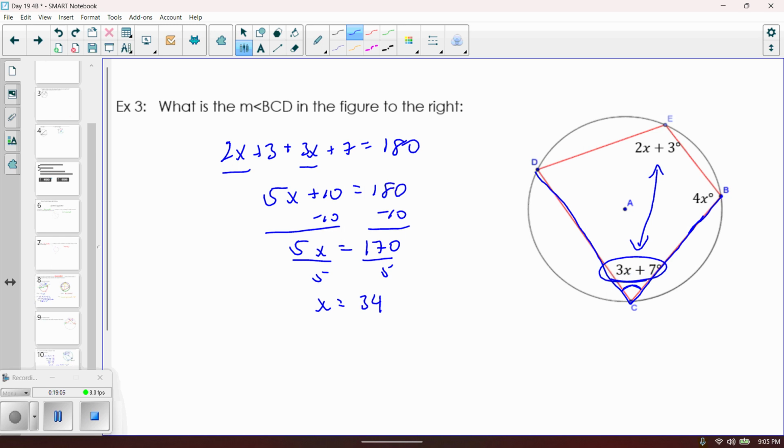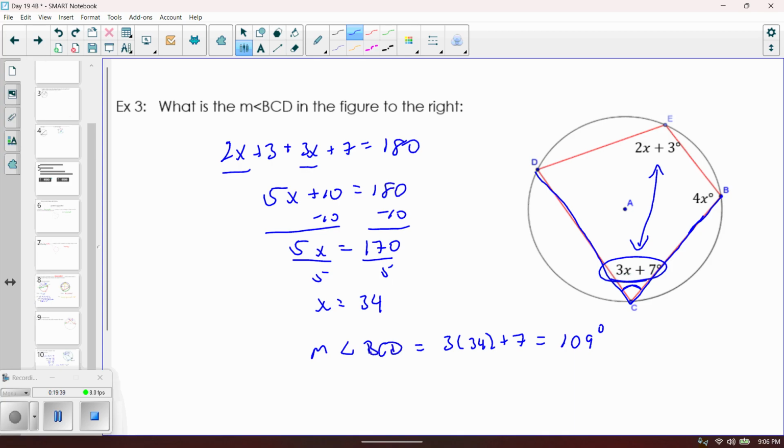So, again, we're not done with the problem. That's great that we found that value of x, but we want the measure of angle BCD. What we're going to get is 3 times 34 plus 7. 3 times 34 is 102, plus 7 more is 109. Again, you can pop that in your calculator to double check that, but that is the measure of angle BCD.